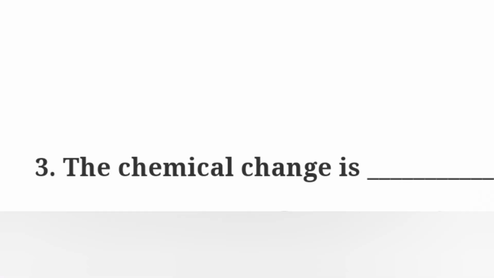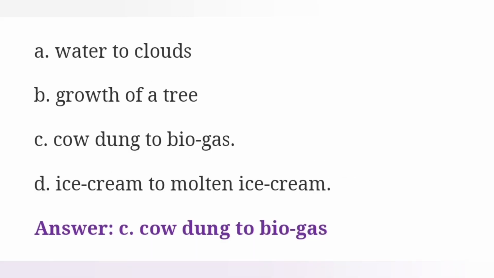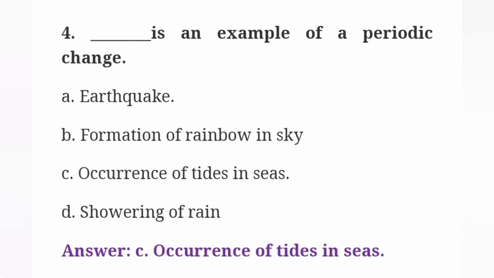Third one, the chemical change is dash. Option C, answer: cow dung to biogas. Fourth one, dash is an example of a periodic change. Option C, answer: occurrence of tides in seas.